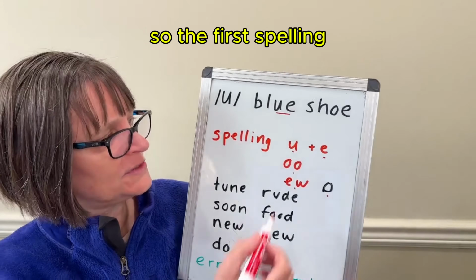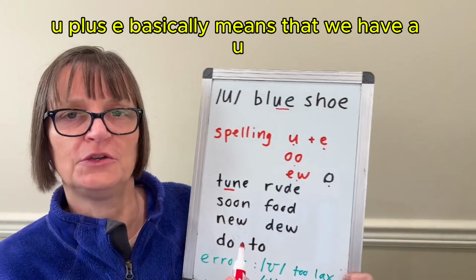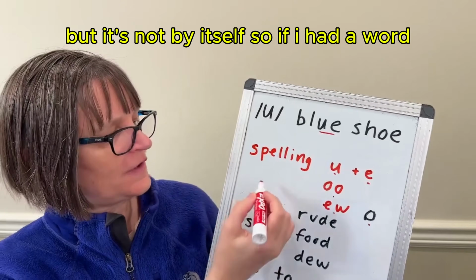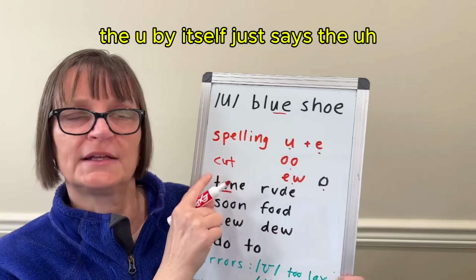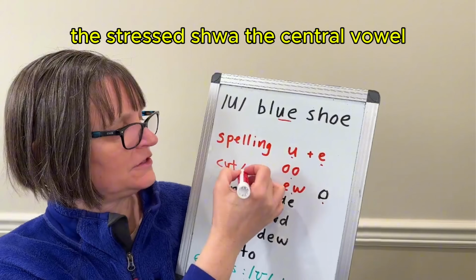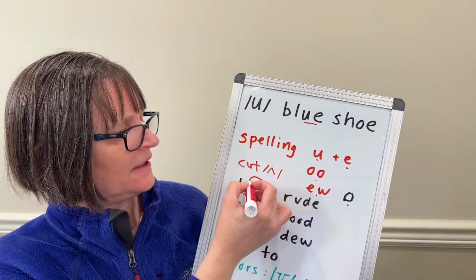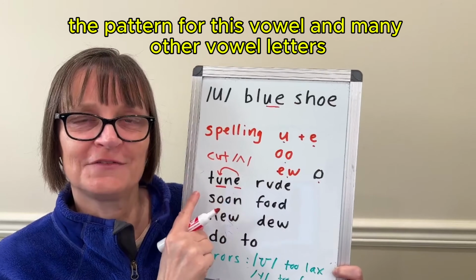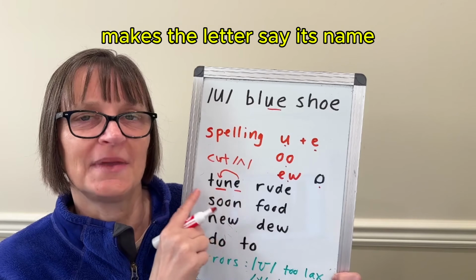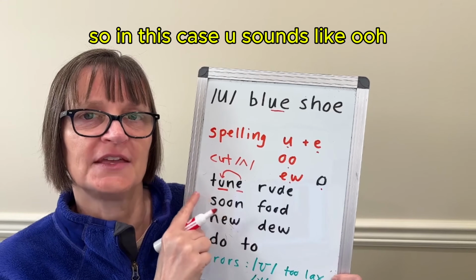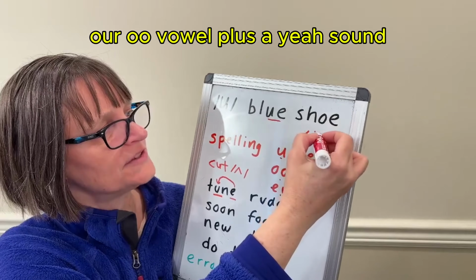So the first spelling, U plus E, basically means that we have a U, but it's not by itself. So if I had a word, for example, cut, the U by itself just says the stressed schwa, the central vowel. But when we add the E at the end, the pattern for this vowel and many other vowel letters is that a silent E at the end makes the letter say its name. So in this case, U sounds like oo, our oo vowel plus a y sound.